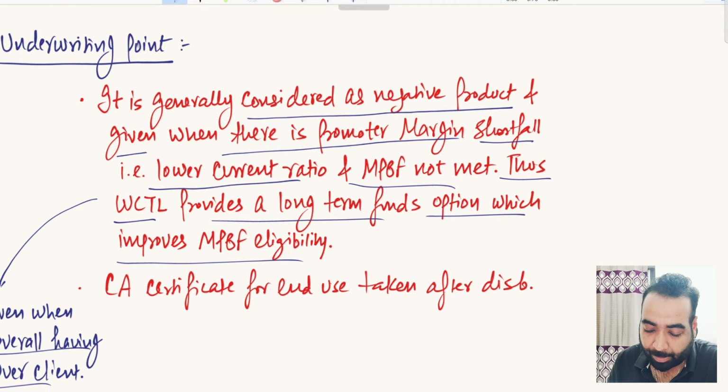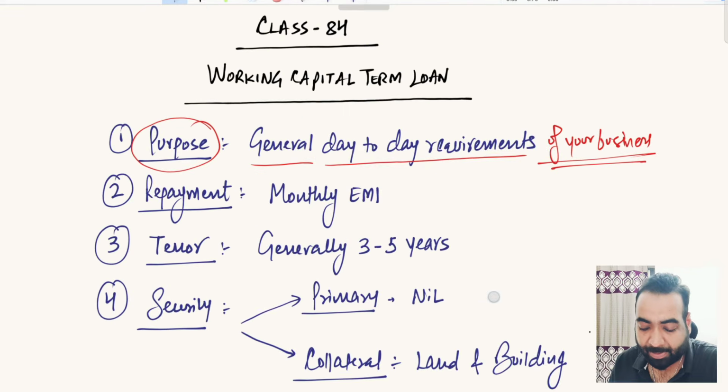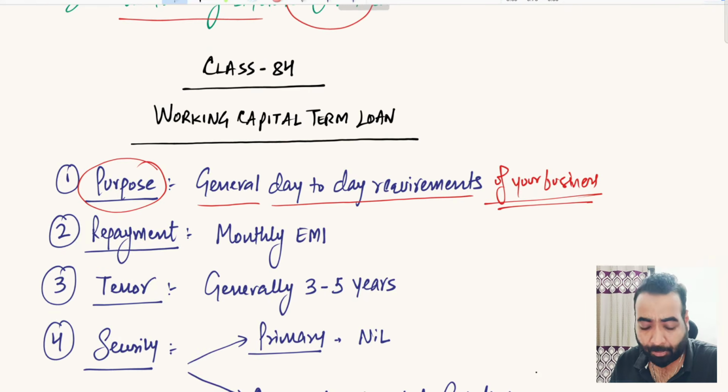So in this WCTL product, after disbursing the working capital term loan, you take the CA certificate for end use confirmation as well. CA certifies that the WCTL is used for the general working capital requirement of the business only. So that is the purpose of working capital term loan that I wanted to explain to you.